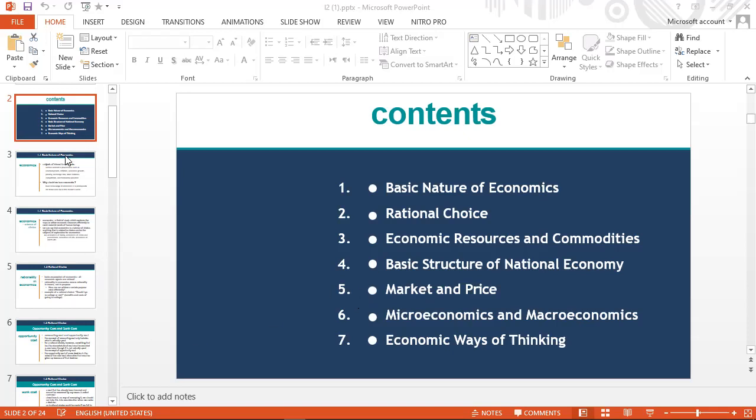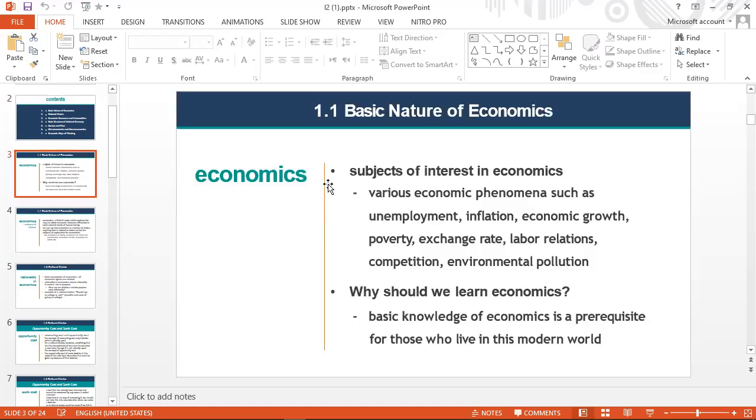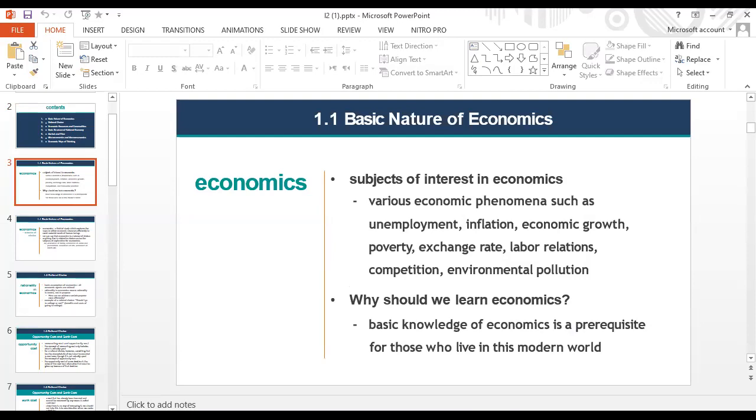So first, we have the basic nature of economics and why we should have economics. First, we will discuss the most important concepts of macroeconomics. It's unemployment, inflation, economic growth, poverty, exchange rate, labor relations, competition, environmental pollution. Unemployment بطالة, inflation تضخم, economic growth نمو اقتصادي, poverty الفقر, exchange rate سعر الصرف, labor relations and how to determine the labor price, competition المنافسة, environmental pollution التلوث البيئي.